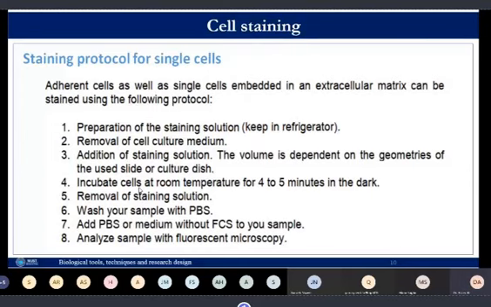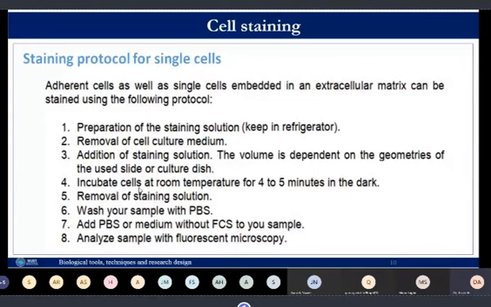and then finally, after 2 to 3 times washing, you can put your sample in media without FCS, fetal calf serum. So you can use media like MEM, DMEM, or you can use PBS. We usually prefer PBS because it is transparent and we can have good images when we are observing our sample under a fluorescent microscope. And when you are done with all these steps, you can see a clear image under the microscope.